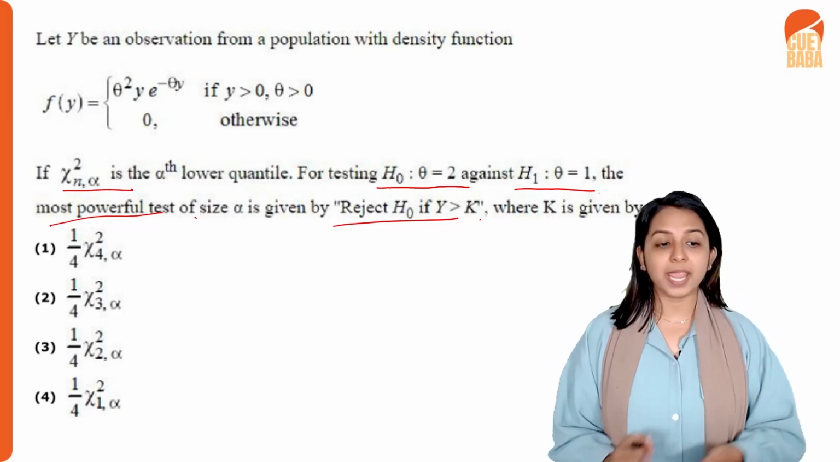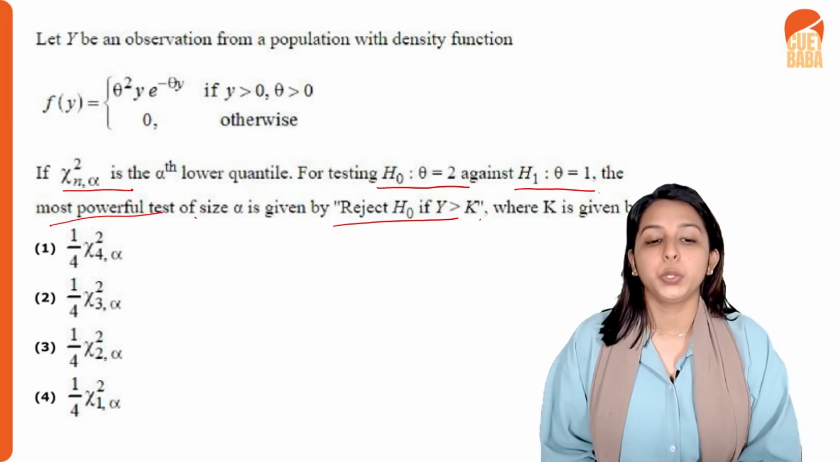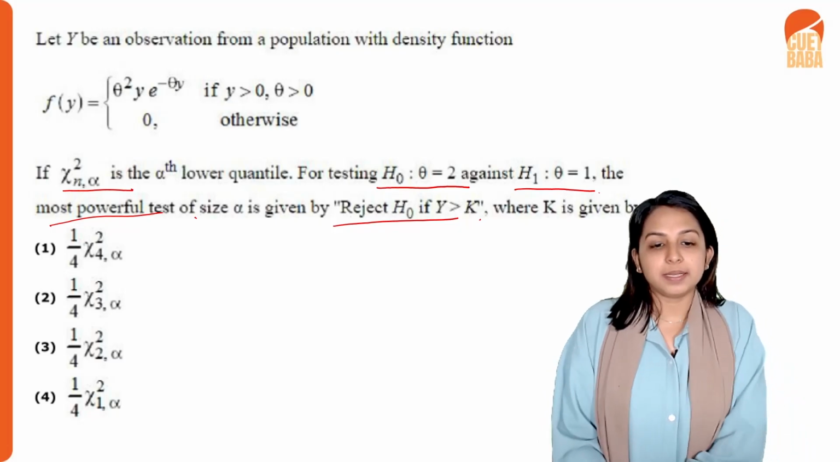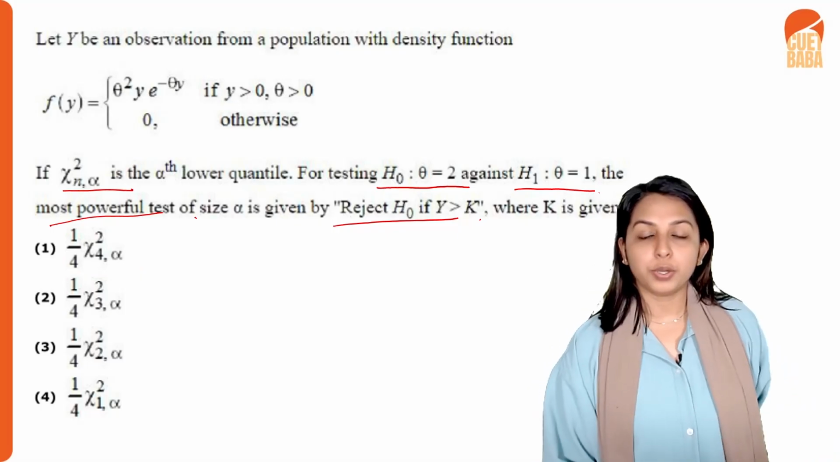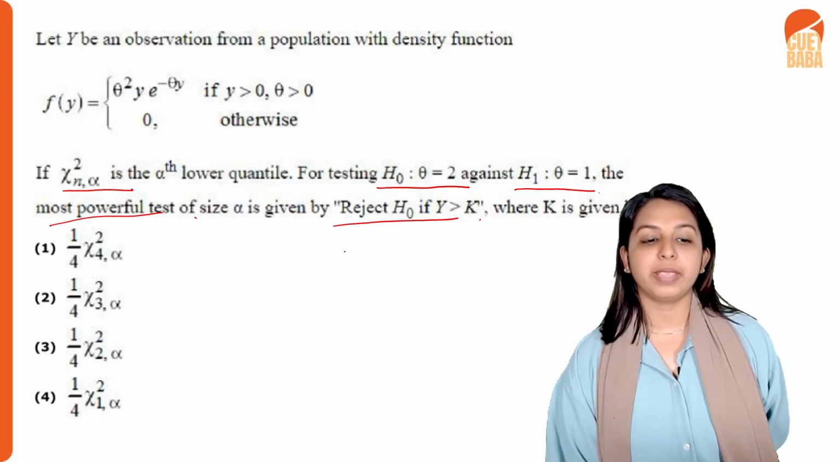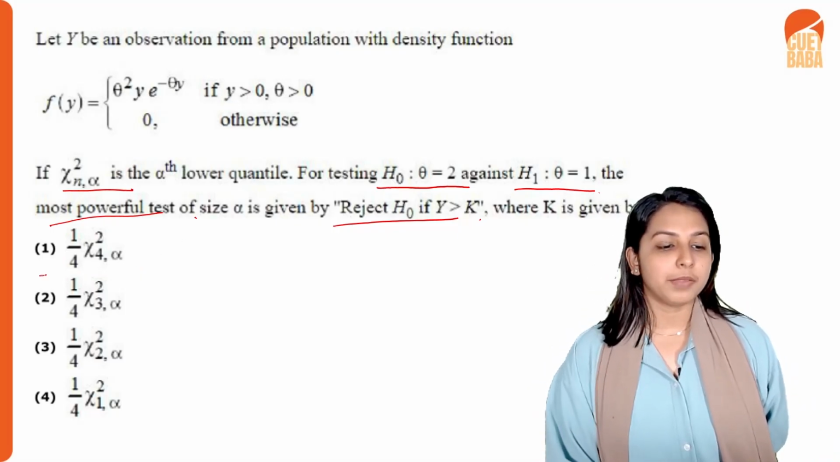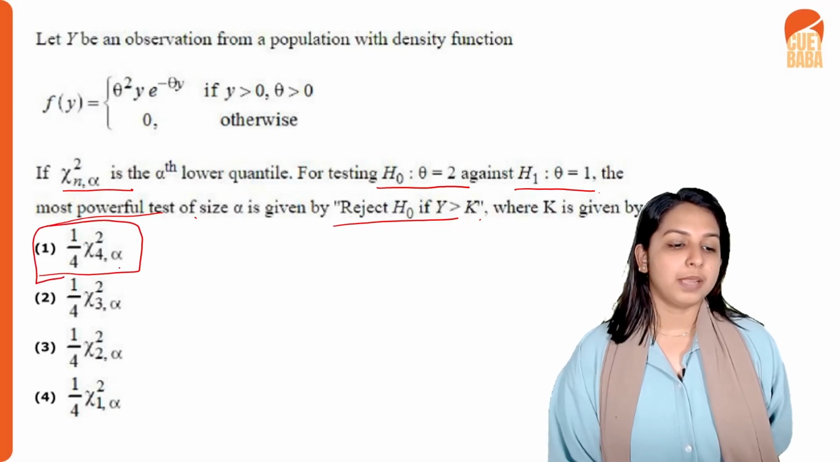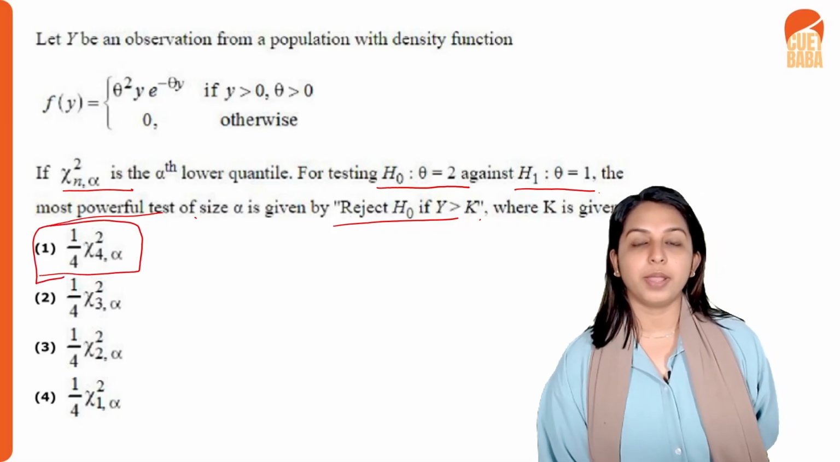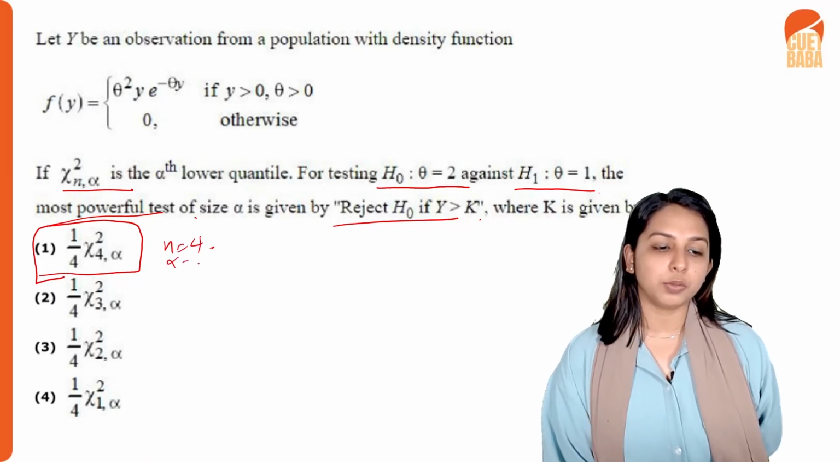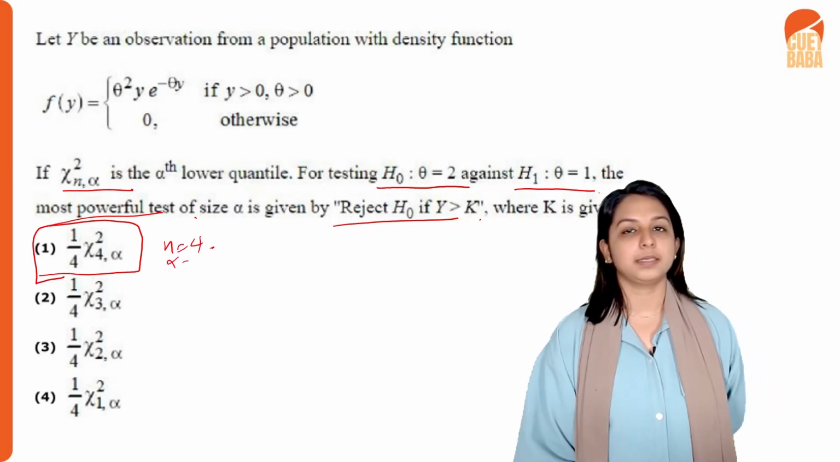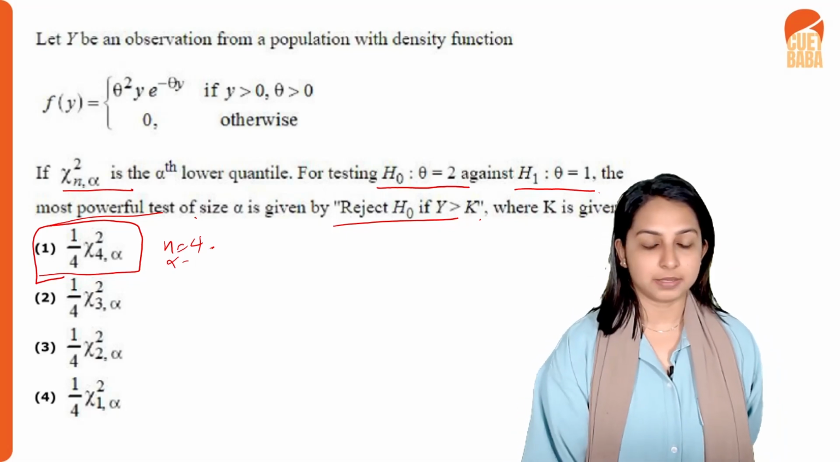So the null hypothesis we took as theta equal to 2, and we are going to reject H0 if y greater than k. The value of k will be given by 1 by 4 chi-square 4 comma alpha, that is 1 by 4 into chi-square with the degrees of freedom n equal to 4 and size equal to alpha. This will be the right answer. Option 1 will be the right answer.